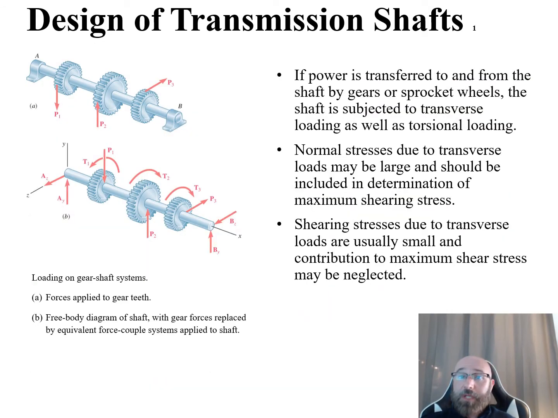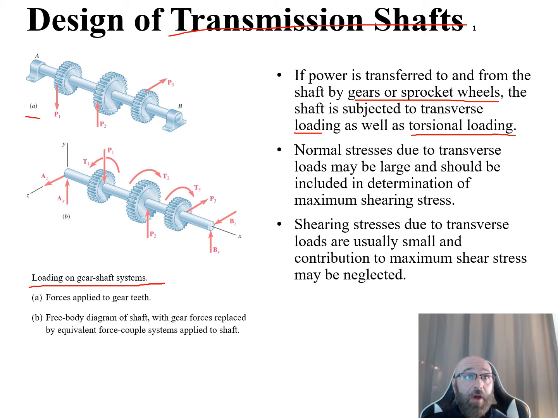So the next topic I want to take a look at within this module is the design of our transmission shafts. One thing to consider when we're looking at transmission shafts is if the power is transferred to and from the shaft by gears or sprocket wheels, then the shaft is going to be subjected to transverse loading as well as torsional loading. So we can come over to the left here to our diagram where we see loading on a gear shaft system.